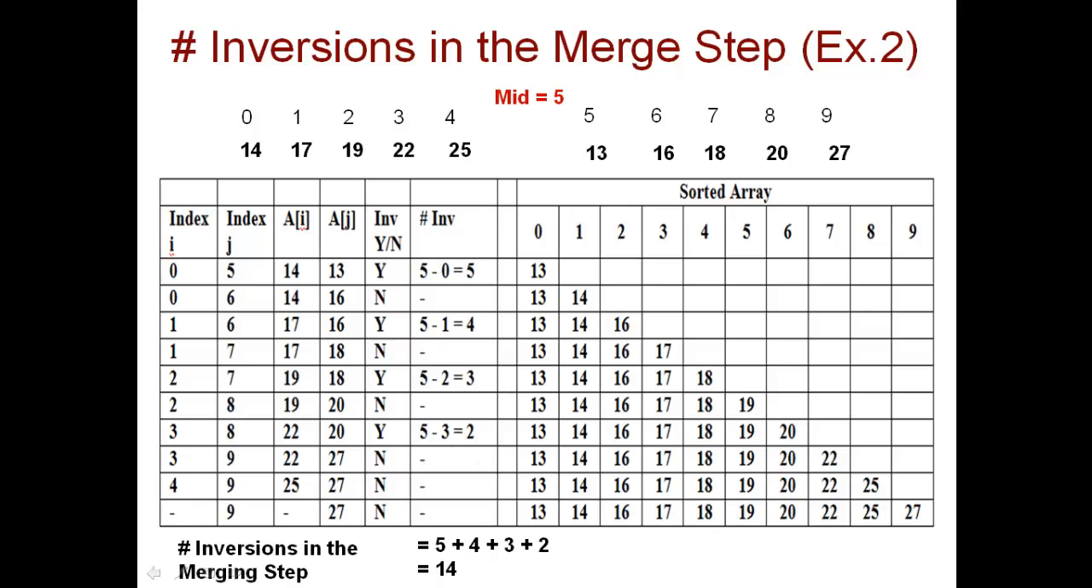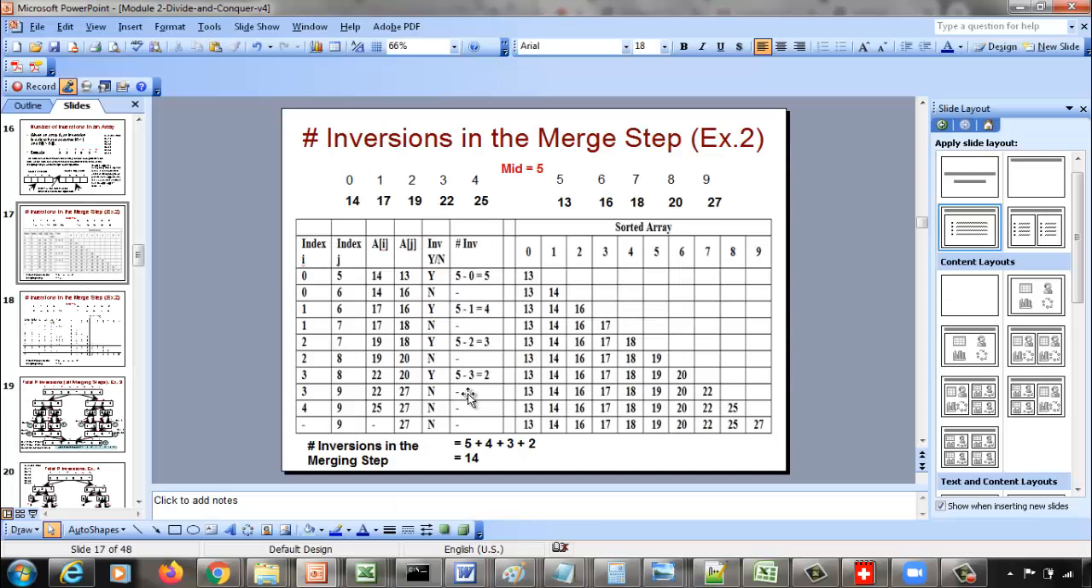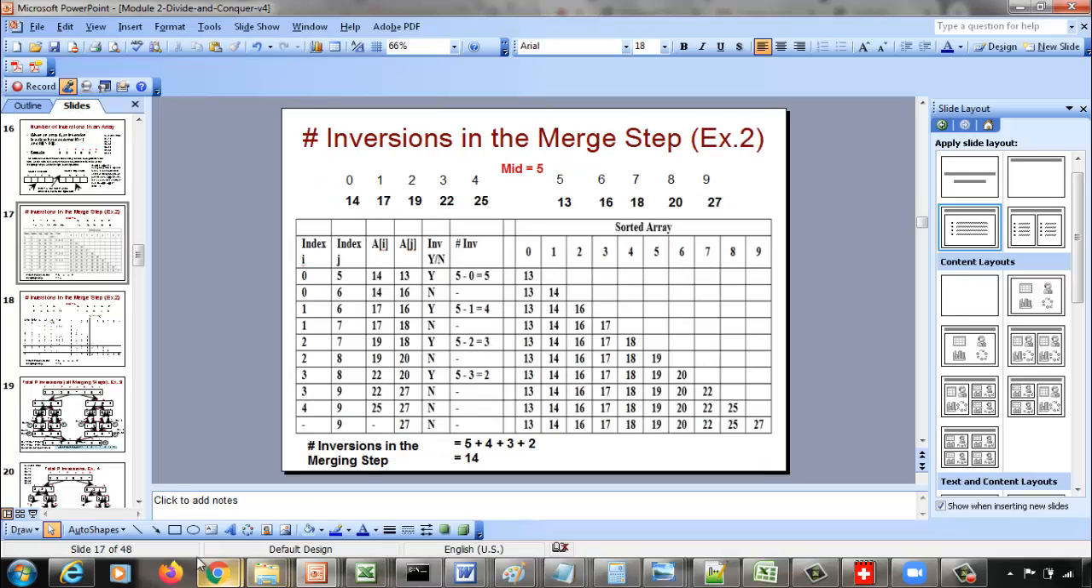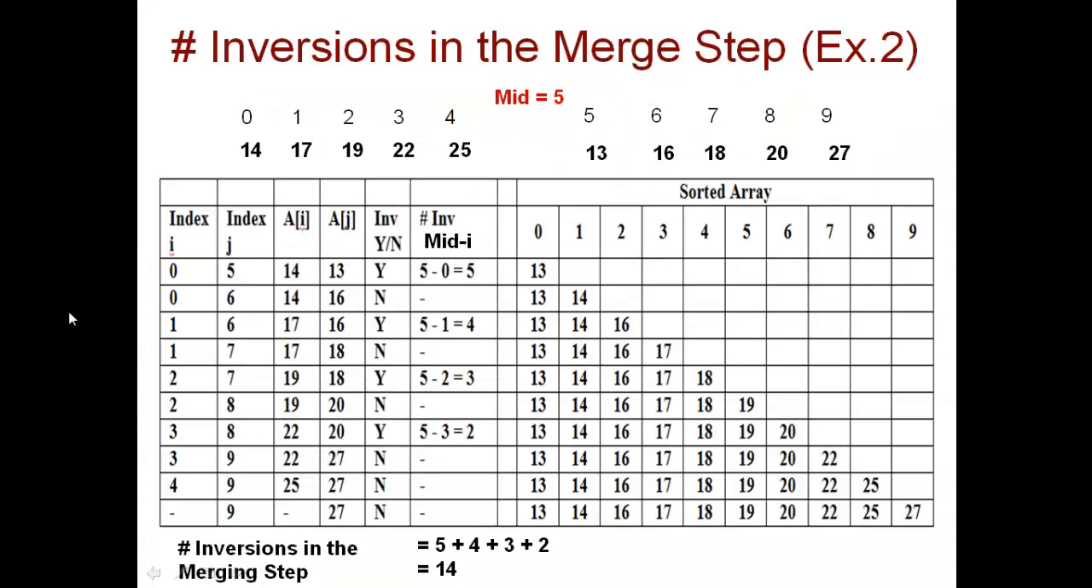In this process you count the number of inversions using the mid minus i formula, which I should have stated somewhere here, but you can write it down as part of the table too if you want to. So this is mid minus i. That's the formula to count the number of inversions in each step. It will add up to 14 in this case. So those are the number of inversions just in this merging step.